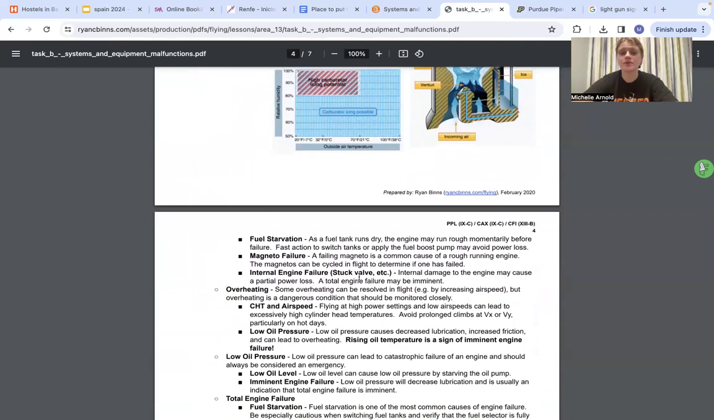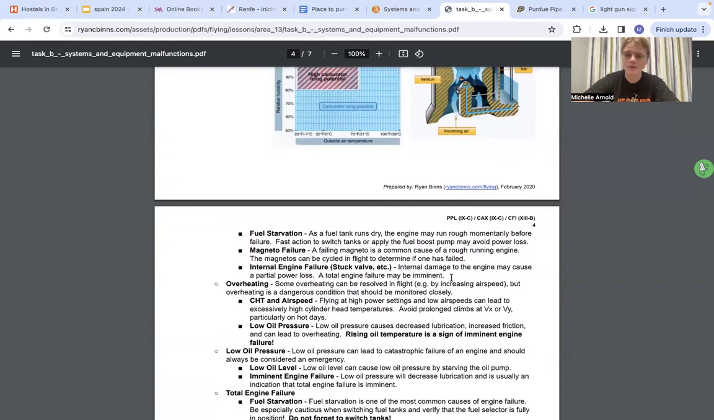Internal engine failure, so a stuck valve, etc. Internal damage to the engine may cause partial power loss. The total engine failure may be imminent. So this we can't really control so much. This is kind of our last assumption after we've troubleshot the other possibilities. At this point, we are just trying to land as soon as possible.